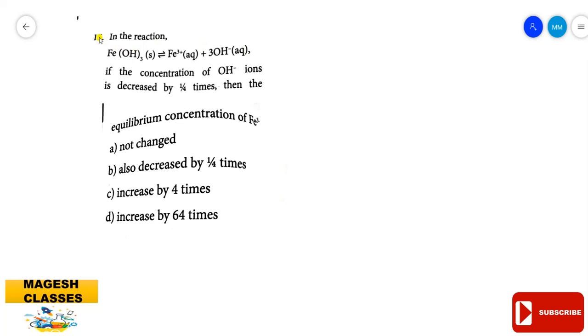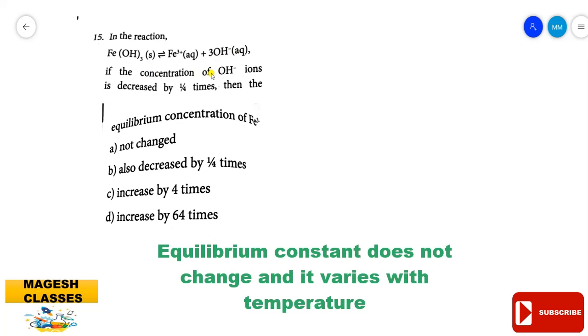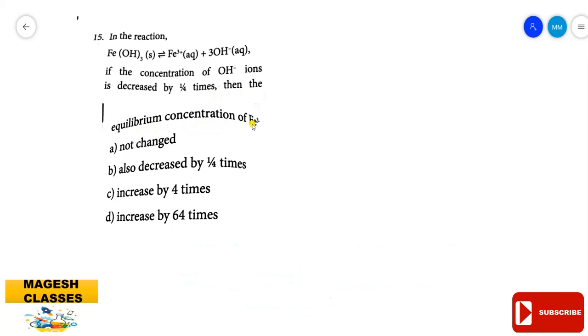Question number 15. In the reaction, ferric hydroxide in the solid state is in equilibrium with Fe3+ ion in aqueous form and 3 hydroxyl ions. If the concentration of OH- ions is decreased by 1/4 times, then what is the equilibrium concentration of Fe3+? The four options: the first one is not changed. In case of the equilibrium constant, we can say it is not changed, because the equilibrium constant is a constant. But here the question is about the equilibrium concentration of the Fe3+ ion. For that we have to write the equilibrium constant for this equation.